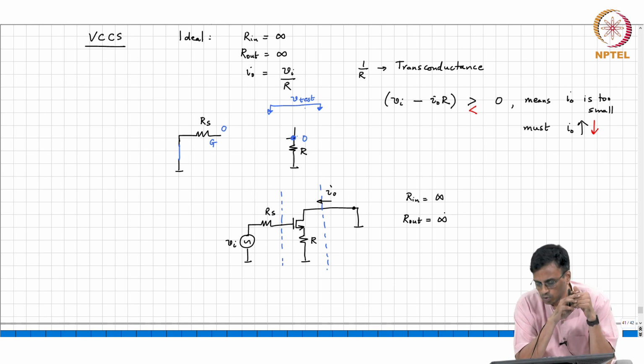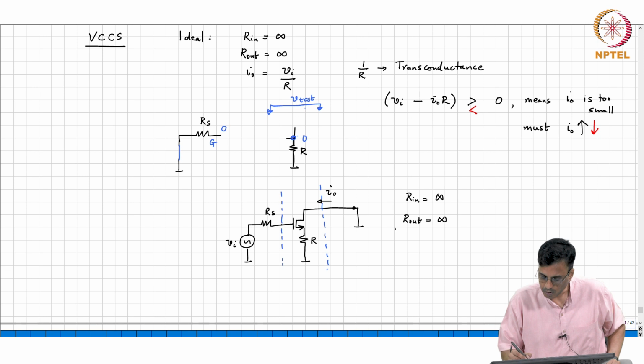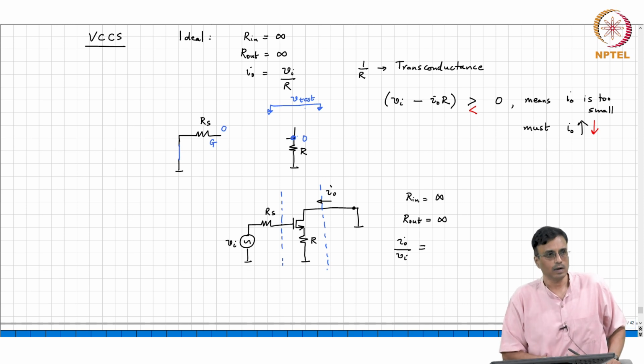Okay. And what is the transconductance now? IO by Vi is what? How can it be 1? IO is in amperes, Vi is in volts. No, correctly.